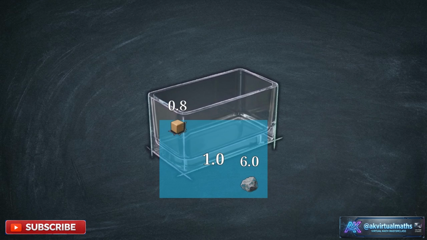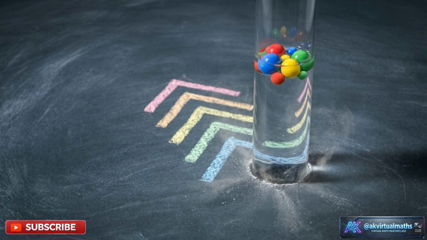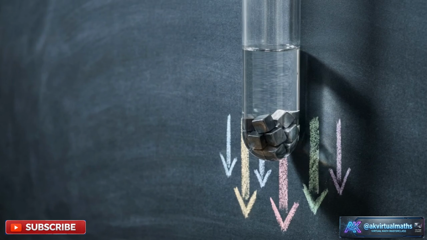This rule applies to liquids too. Some liquids are immiscible, meaning they refuse to mix. If we pour oil, which has a density of 0.8, into water, it behaves just like the woodblock and floats on top. In any fluid environment, objects or liquids with lower relative density always rise to the top, while those with a higher density will sink to the bottom.